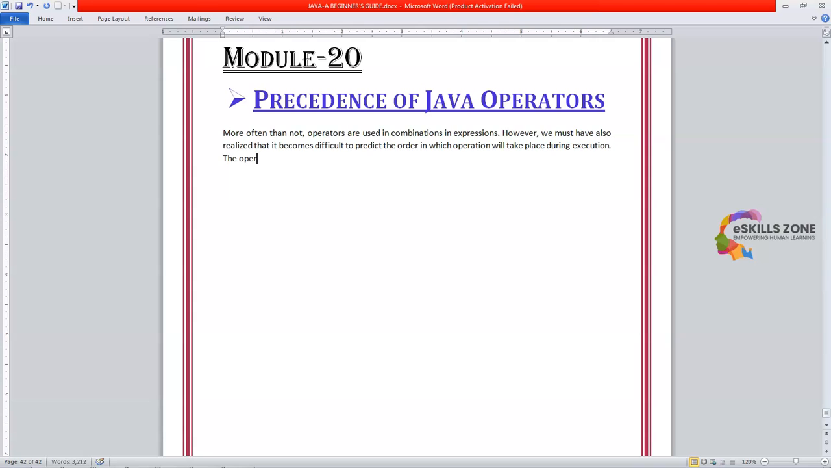The operator precedence table for Java shall help us predict operator operation in an expression reduction.